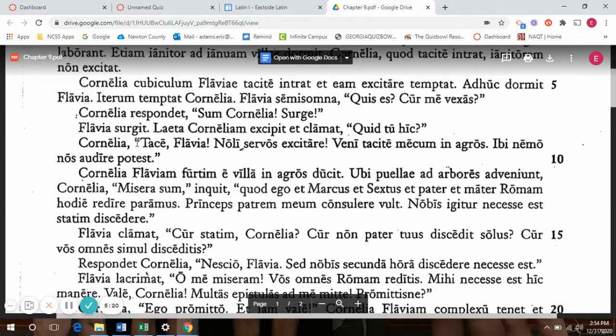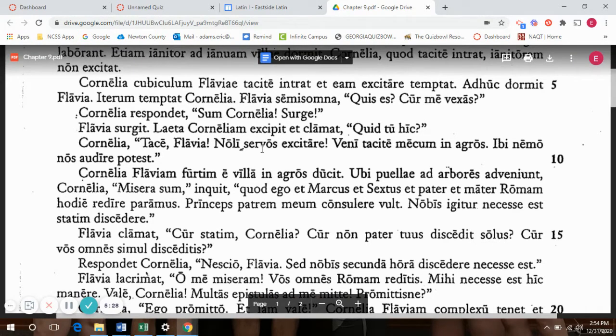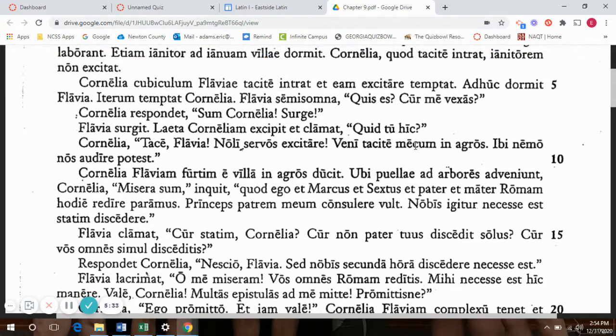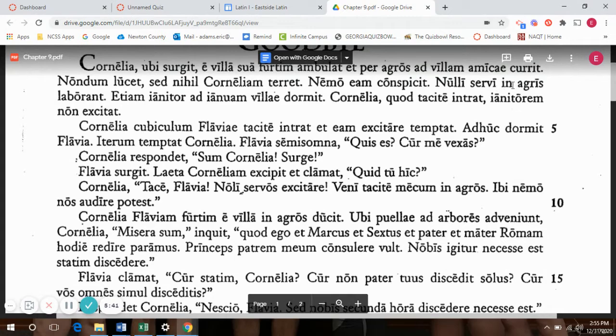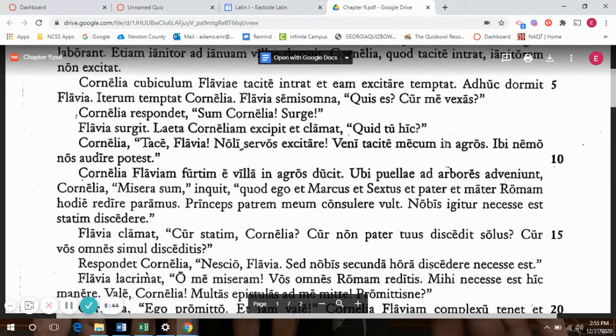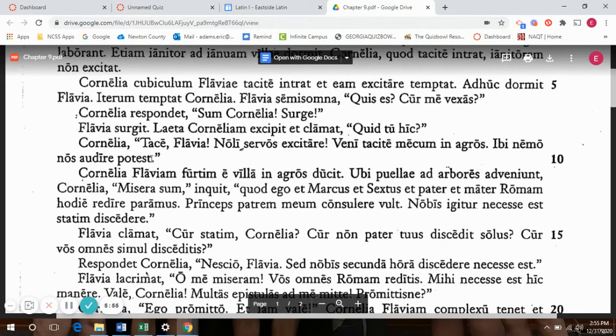Cornelia, again, says, going directly into a quotation, Tace, Flavia, be silent, be quiet, Flavia. Noli excitare, don't wake up the slaves. Veni tacite mecum in agros, come silently with me, mecum in agros. Now here we have, as compared to what we saw up in line 432, in agris, in the fields, here in agros, in line 9, into the fields, in plus accusative. So, veni, come, mecum, with me, silently into the fields. Ibi, there, no one is able, potest, to hear us, nos.